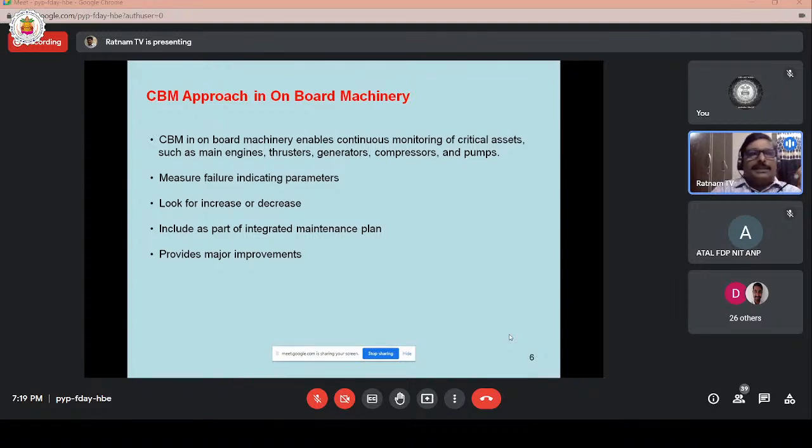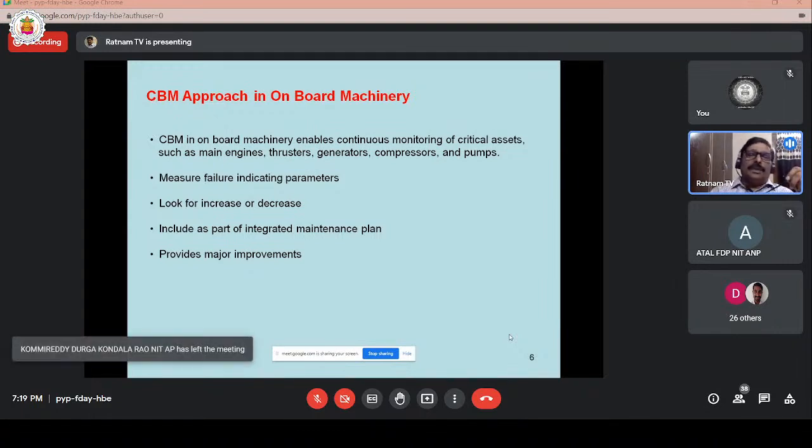So this CBM approach is to be included as part of an integrated maintenance plan. Routine maintenance is planned as periodic maintenance. This CBM also is to be included as an integrated plan. Integrating it in the maintenance plan provides major improvements in machine availability.